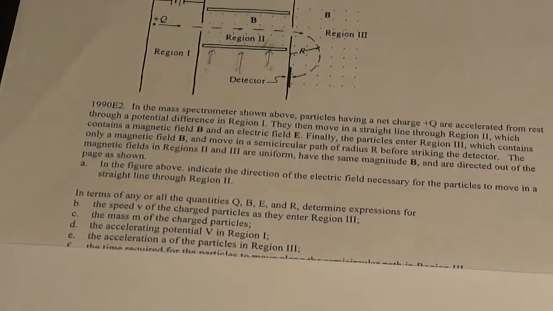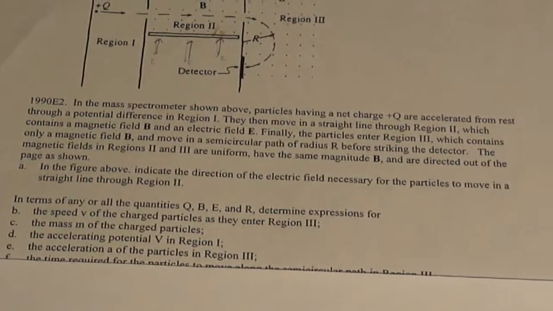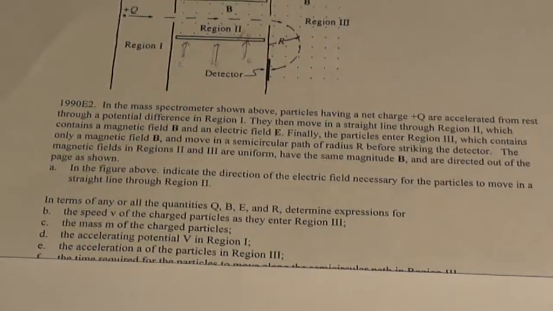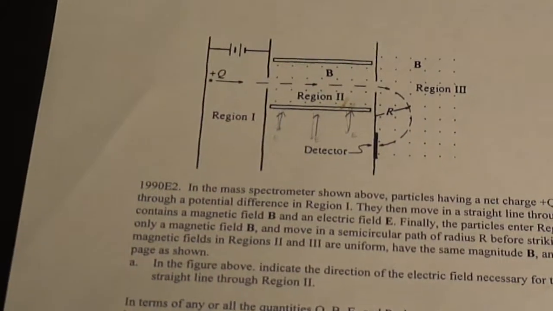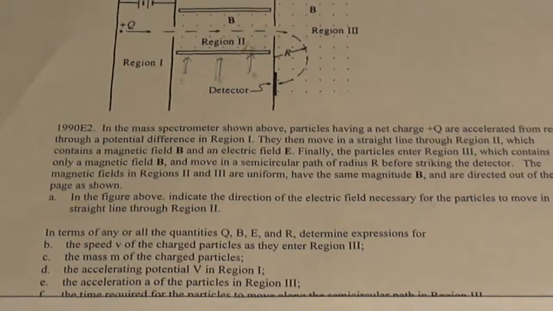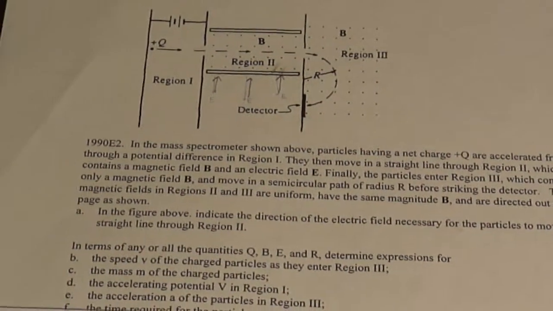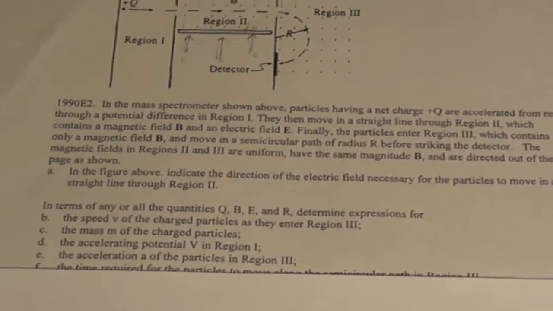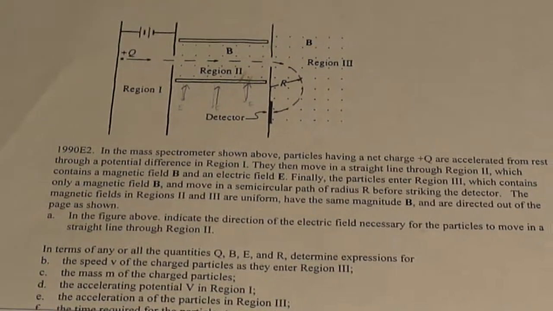If you read the question, it states: in the mass spectrometer shown above, particles having a net charge positive Q are accelerated from rest through a potential difference in region 1, which is this area. They then move in a straight line through region 2, which contains a magnetic field B and an electric field E. Finally, the particles enter region 3, this final portion, which contains only a magnetic field B, and move in a semicircular path of radius r before striking the detector.